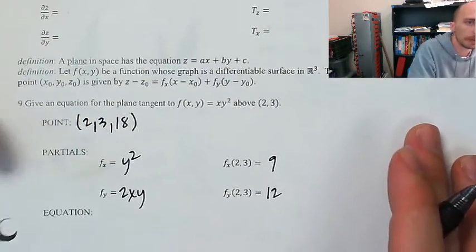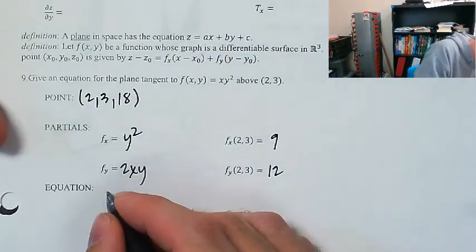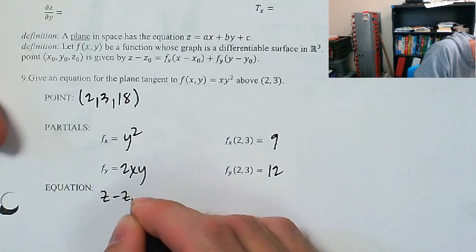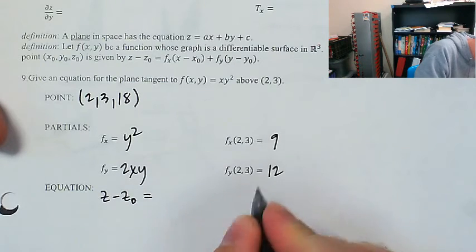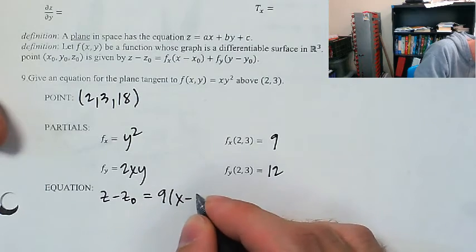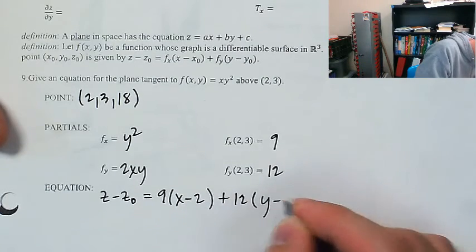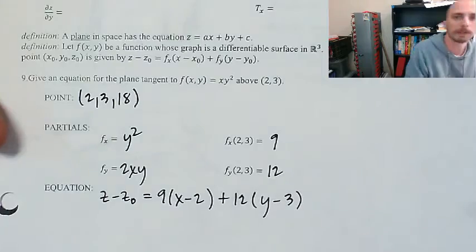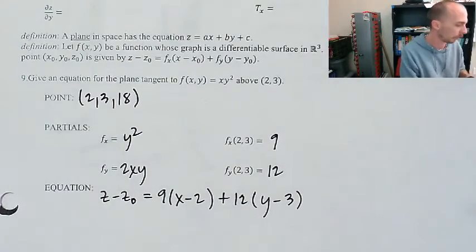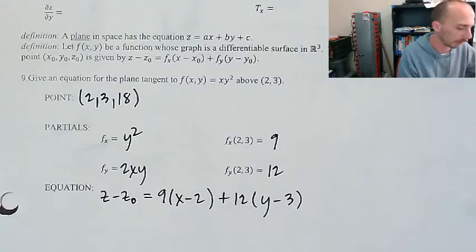Okay. And now my equation, I'm just going to copy right off of the general form: z minus z0 is equal to fx times x minus the x coordinate of the point we have, plus fy times y minus the y coordinate of the point we have. Okay, there you go. You can write the equation of a tangent plane. You can do anything in multivariable calculus, I'm telling you. Once you get through single variable, it gets way easier.